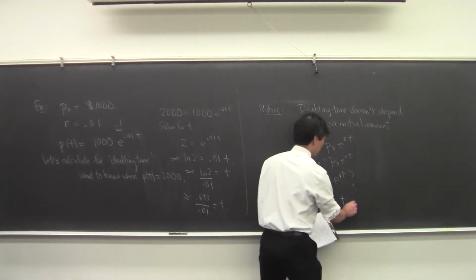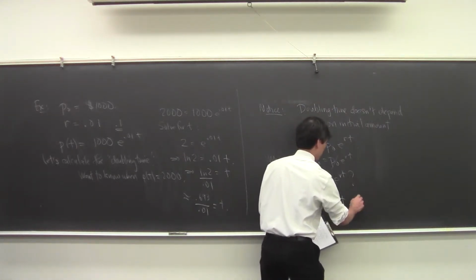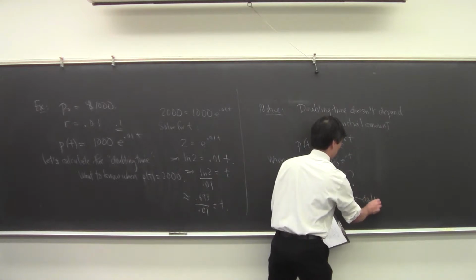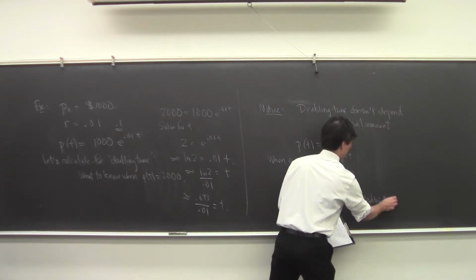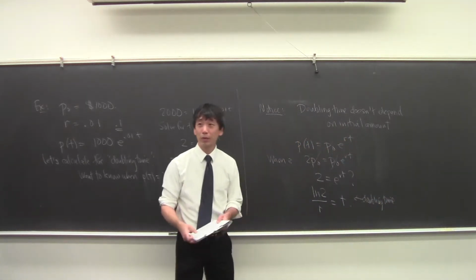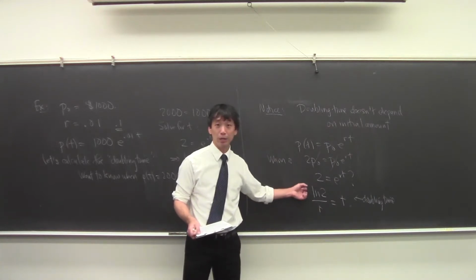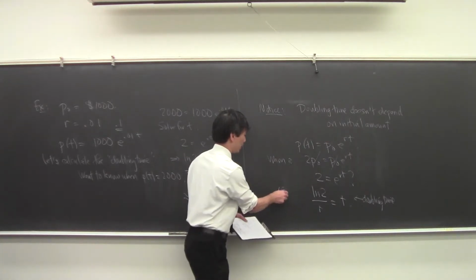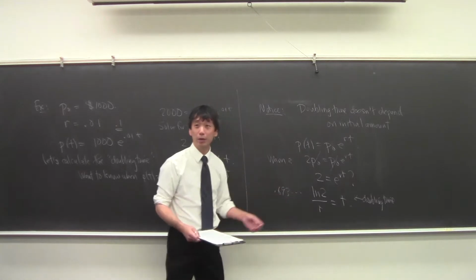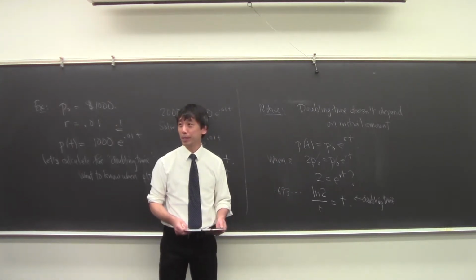So this is the doubling time. It's natural log of 2, 0.693 something, over the rate. Okay, so that's the doubling time.